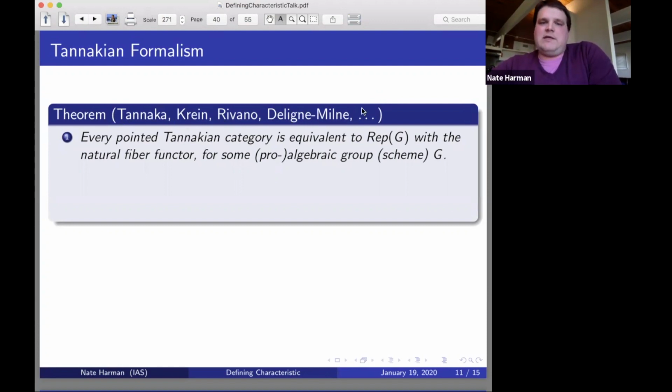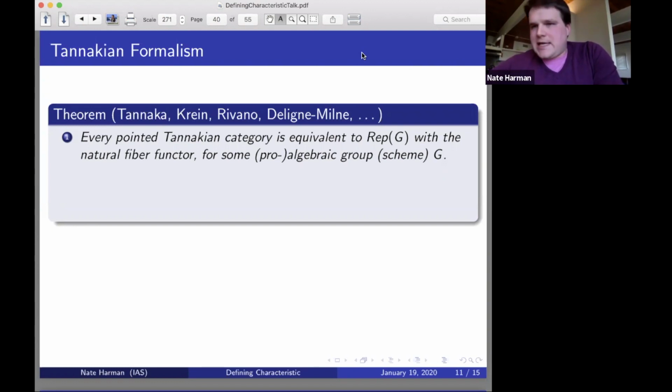So that's the first part, and I should also say I listed Tannaka, Krein, Saavedra Rivano and Deligne-Milne. Tannakian formalism has a long history, and the version I'm basing things on is Deligne and Milne, who did it in terms of algebraic groups, but the earlier versions were in terms of compact groups. Tannaka-Krein duality is a duality between a compact group and its category of representations. But this is the algebraic group version.